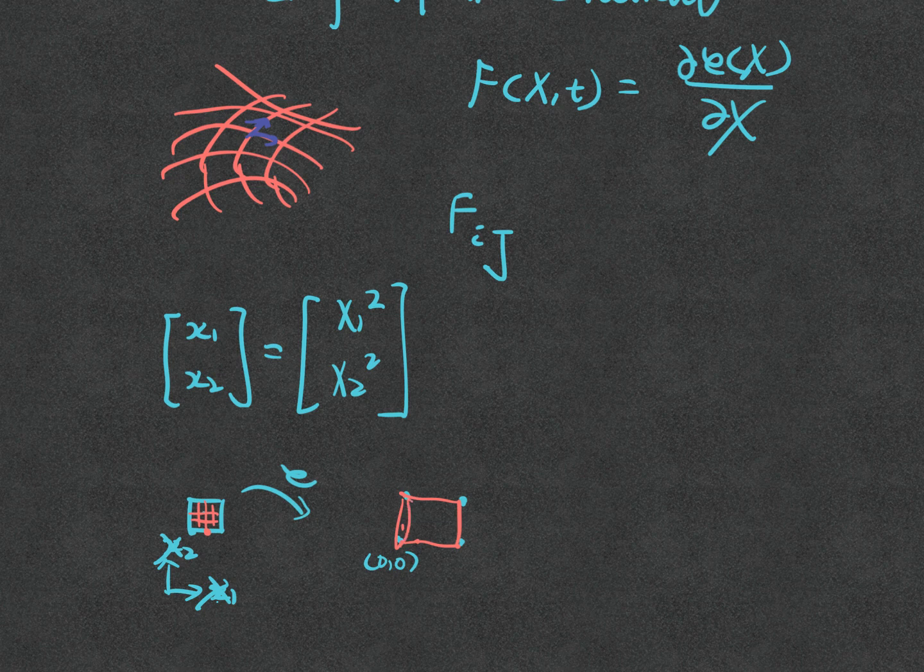It will get pushed into here, so I will get something like this, right? You see what I mean? Does that make sense? So here I don't want to test your ability to visualize the mapping. What I instead want to point out is, what is the deformation gradient in here?